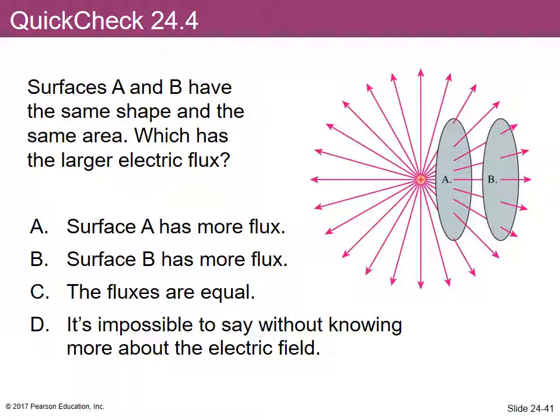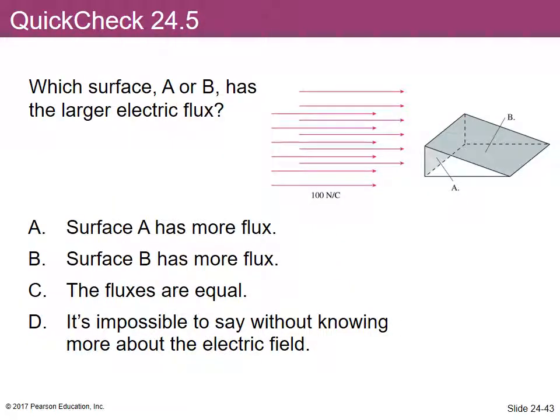Surfaces A and B have the same shape and the same area. Which has the larger electric flux? The answer is A. While the two areas are the same, the strength of the electric field, as shown by the separation of the electric field lines, is less at B than at A. So A has the larger flux.